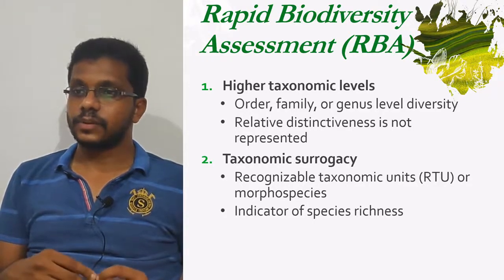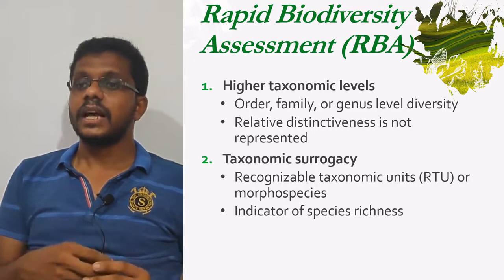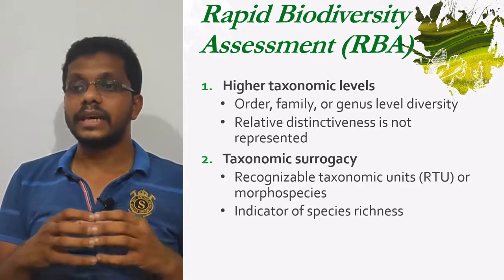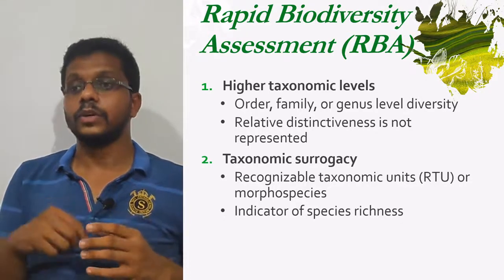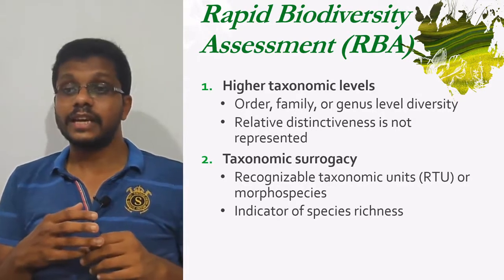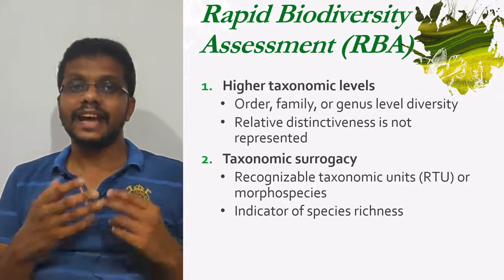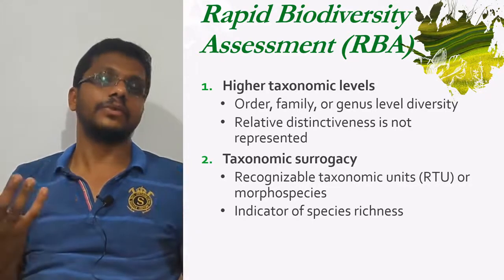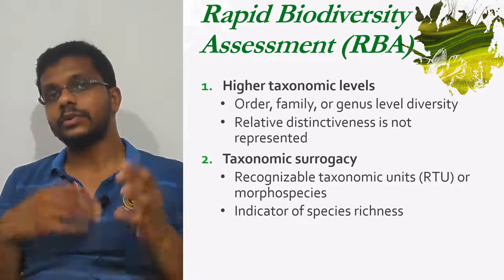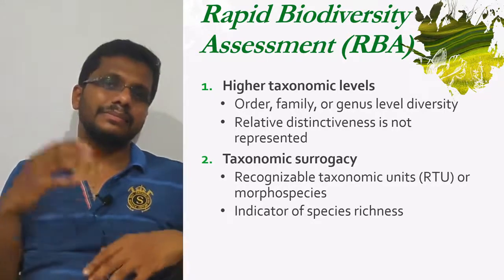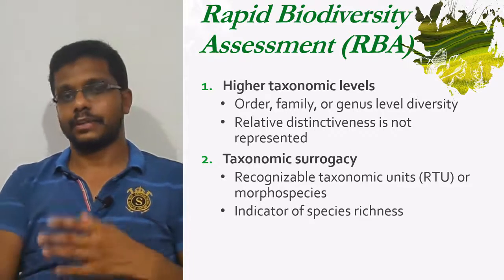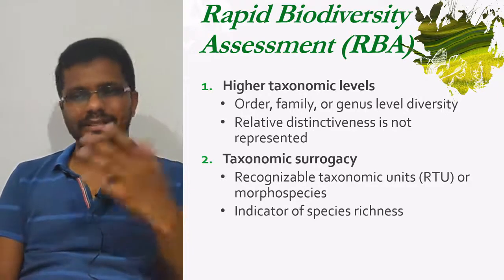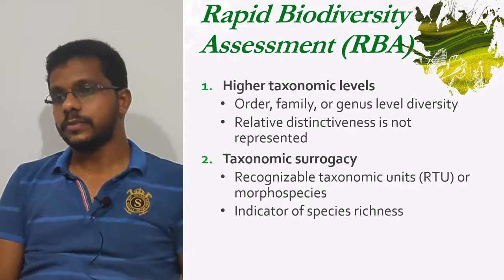The second method is taxonomic surrogacy. In this method, we are studying the biodiversity of recognizable taxonomic units, or RTUs. These species are called morphospecies. The peculiarity is that we can identify or measure the diversity of the species by just looking at the morphological diversity. You don't have to jump into the genetic diversity, but it will make a best guess about the genetic diversity. If an organism is morphologically diverse, there should be genetic diversity as well. It's a crude type of measurement, but easy to do.